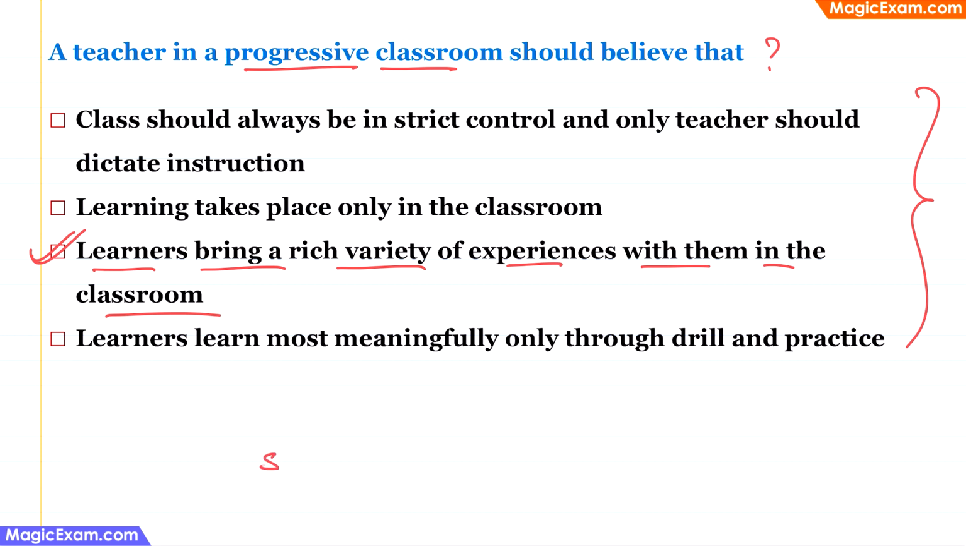That is, they learn through social factors, they learn through cultural factors, and they learn through language. Therefore, in a classroom, there will be children from different backgrounds, and each of these children bring a variety of experiences based on their social, cultural, or linguistic backgrounds. Therefore, learners bring a rich variety of experiences with them in the classroom. That is, because of their social, cultural, and language differences. So, that is something that the teacher should believe in a progressive classroom, and that is the correct answer.